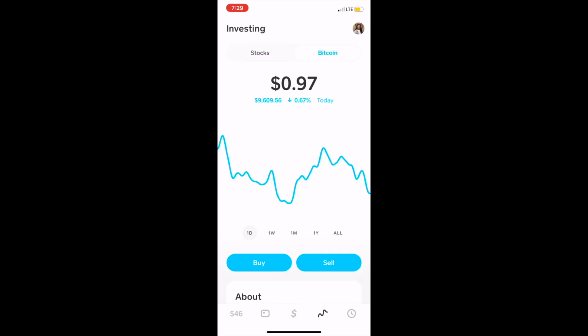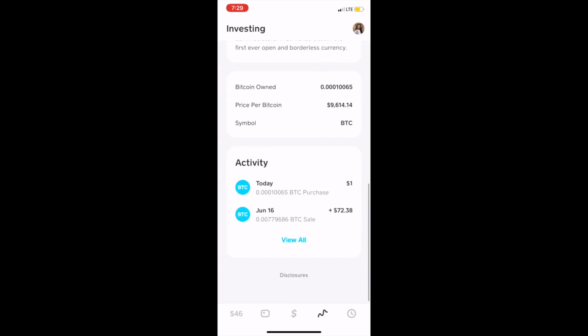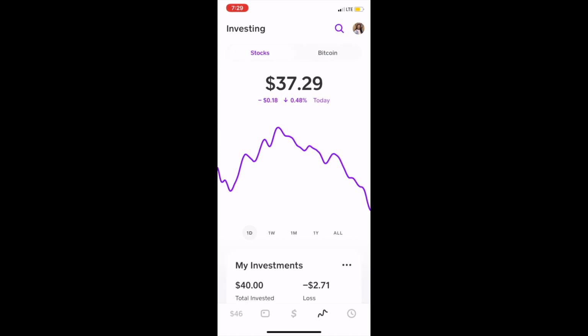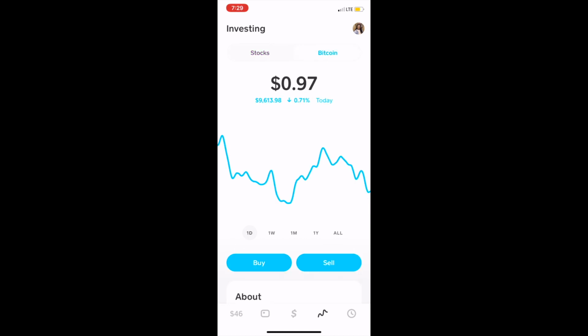So we're on the stock side right now. If we move over to the Bitcoin side, then it looks about similar. The main difference is that Bitcoin is cryptocurrency, and so you wouldn't trade Bitcoin with stocks. You would buy separately because it's cryptocurrency. There are other cryptocurrencies like Ethereum or Litecoin, just to name a few, but Cash App only has Bitcoin right now. So right now I have 97 cents invested.